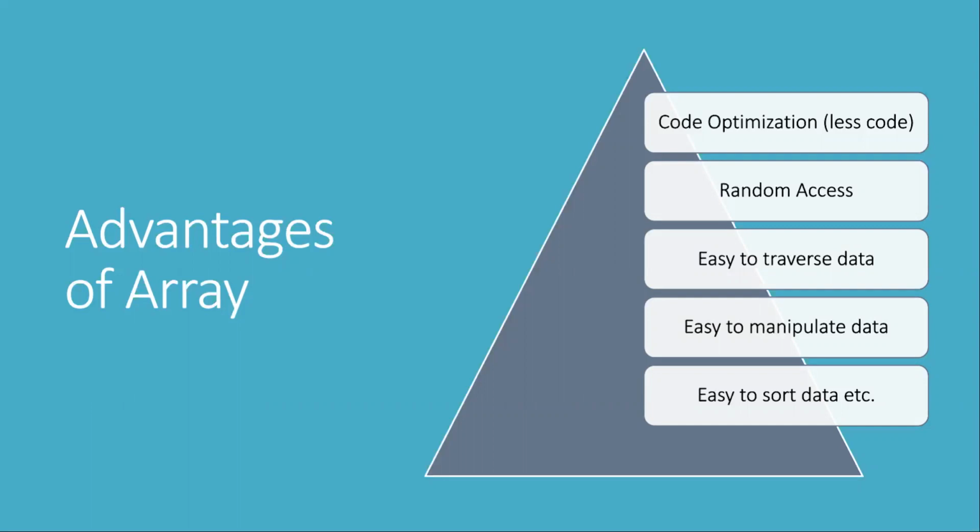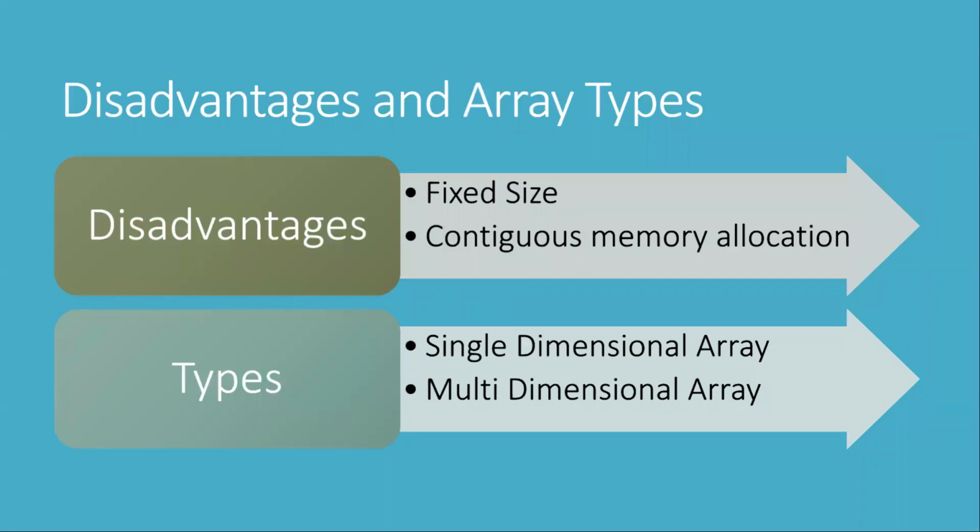So now the drawbacks of array. The drawbacks or disadvantages, I already told, are fixed size and contiguous memory allocation. That is the main drawback of array. Fixed size means, suppose you have declared int a[5], so a is the name of the array, and that array is going to contain 5 elements of integer type.